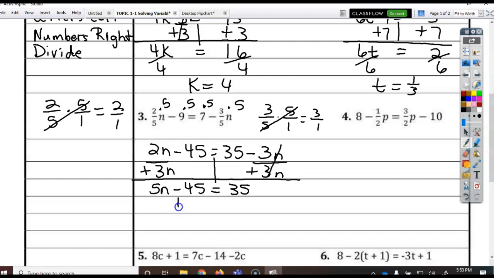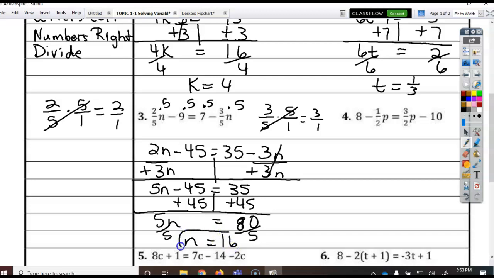Okay, I'm going to add 45. That's numbers to the right. I get 5n equals 90. Oops, excuse me, 80. Divide by 5. And I believe n is 16. So that right there is my answer.